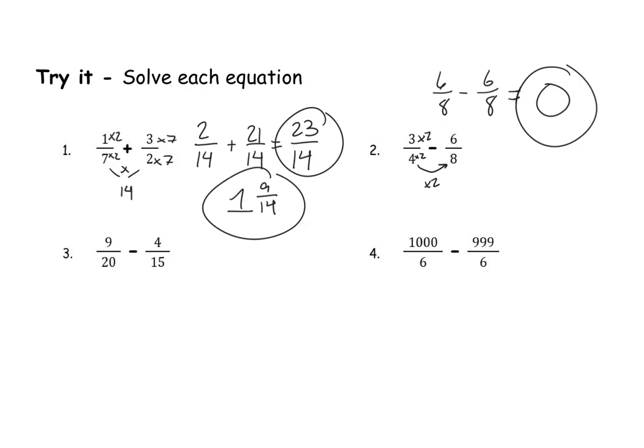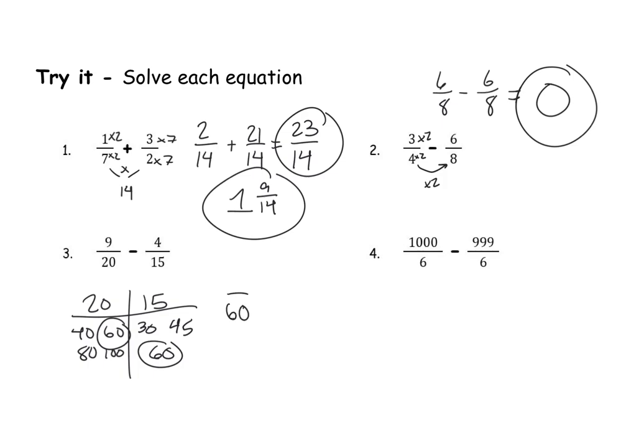Number 3, I see here that I don't have common denominators, so I'm going to make my little t-chart. If you want to do an organized list, you can also do that. Right? 40, 60, 80, 100, 15, so 30, 45, 60. We have a match. Okay, so we're going to change both of these to have denominators of 60.